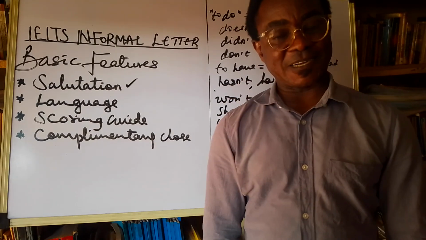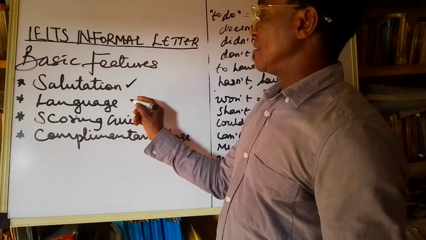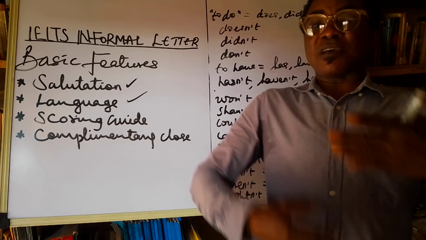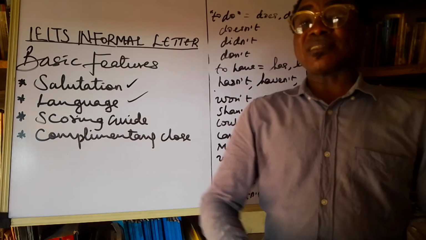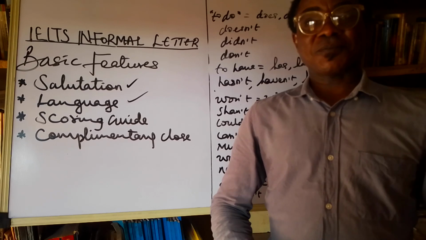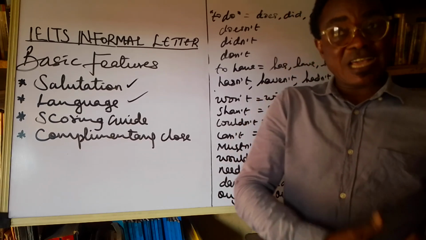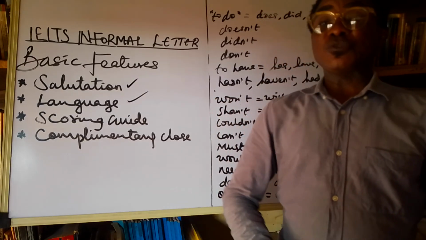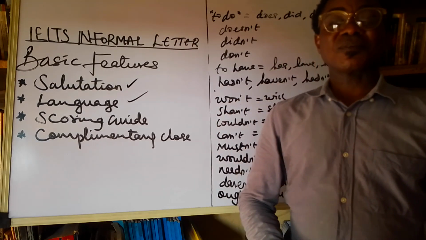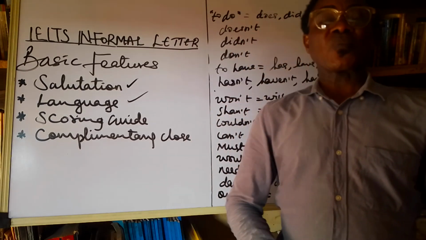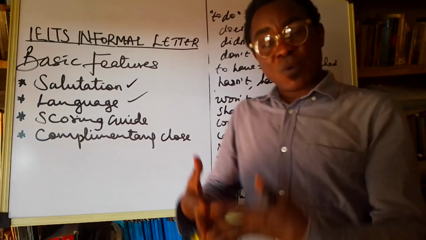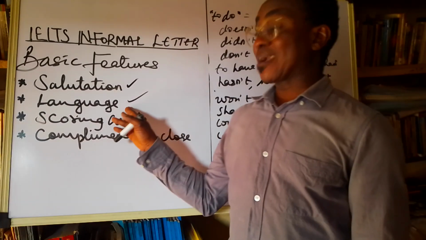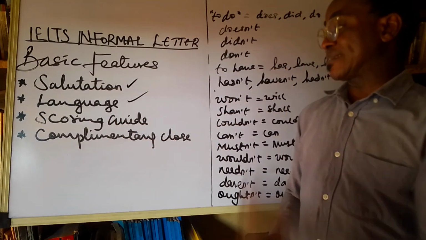Now, away from language, I've already said that the language includes your tone, the way you sound, the intimacy which your words evoke, and then grammar, your use of the right kind of verbs in terms of tenses, your ability to use spellings very well, your sentence structure, and your ability to use the right kind of word to convey your thoughts. All of these put together make up the language of your informal letter.